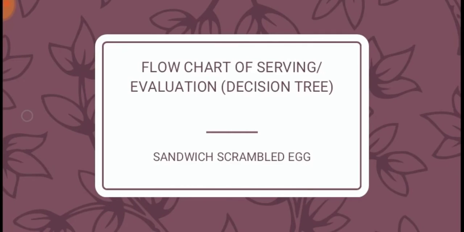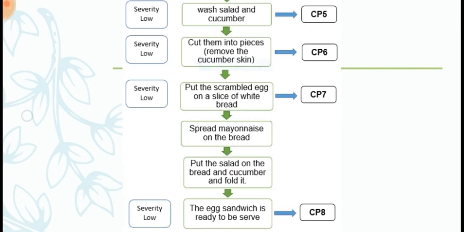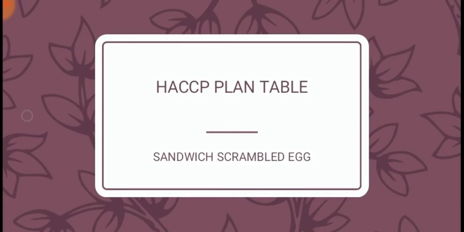Flowchart of serving for Sandy scrambled egg. Storing is CP1, washing is CP1, boiling is CP2 and cover CP2, peeling is CP3 and scrambling is CP4. Washing is CP5, cutting is CP6, putting is CP7, and lastly serving is CP8.